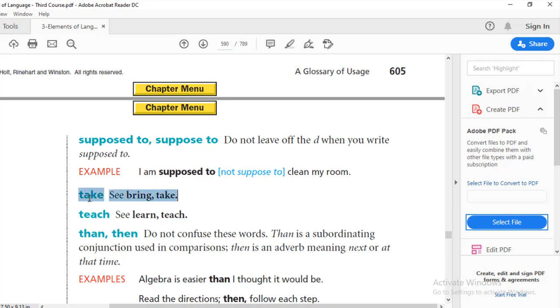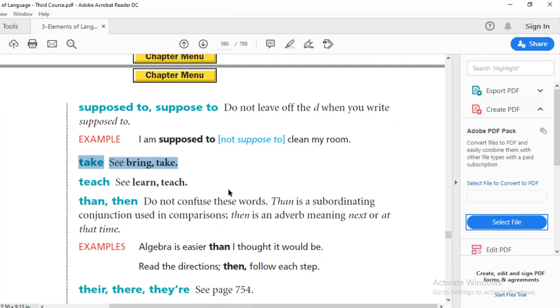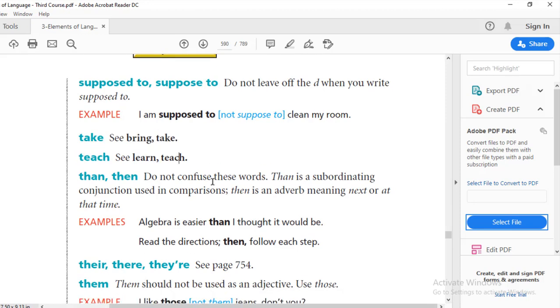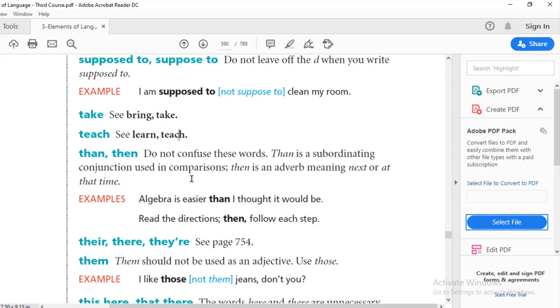Also, we've discussed before the difference between take and bring, and we said that take means to take something, right? To go get it, but bring means to come get it, right? The words learn and teach here, that's very easy because you learn from your teacher, and the teacher teaches you. That's the difference between both, and I think that's very easy.